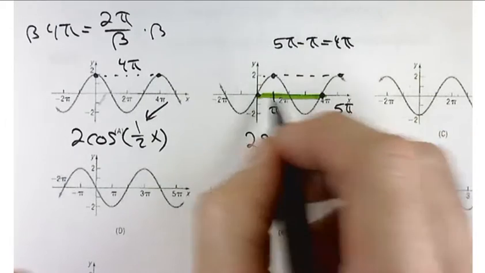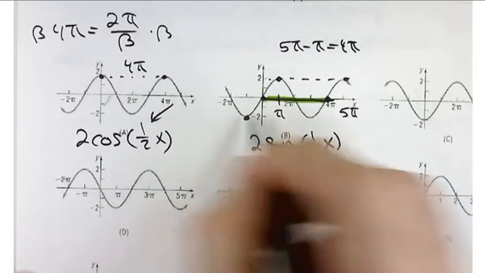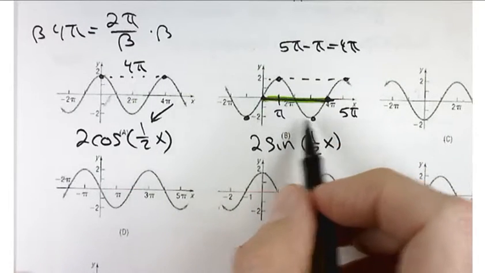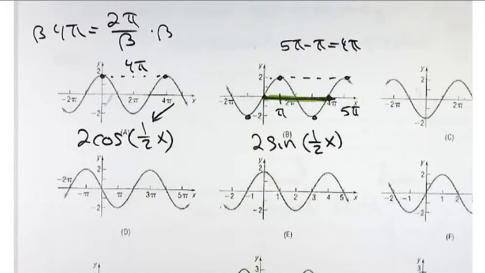on the wave. And it doesn't matter if you do it here to here, here to here, or even here to here. If you do 3 pi minus negative pi, you're still going to get a distance of 4 pi for the period. So, thank you.